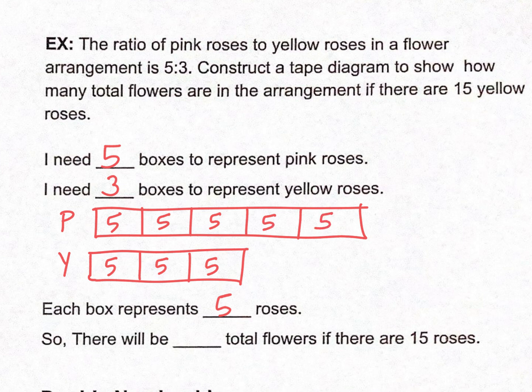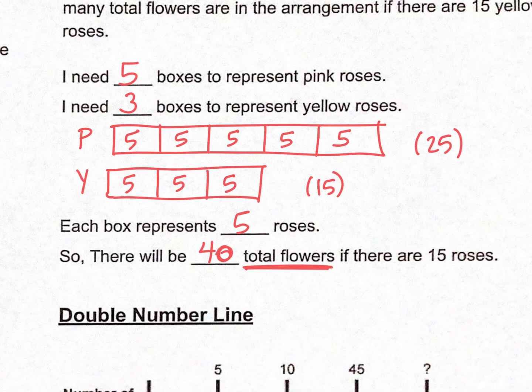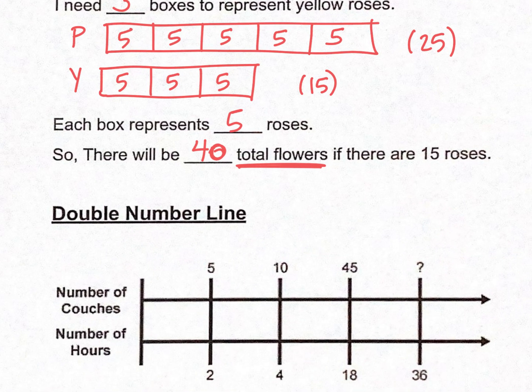So that means I have how many pink roses? 25 pink. I have 15 yellow. So altogether I have 40 total flowers. Okay, that's my tape diagrams.